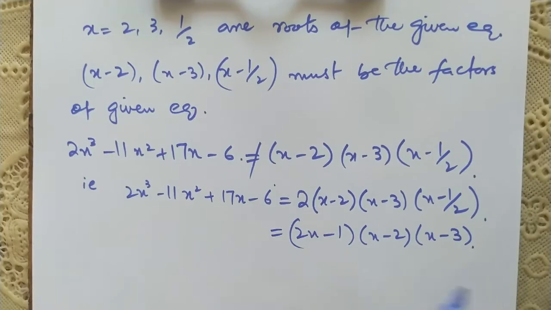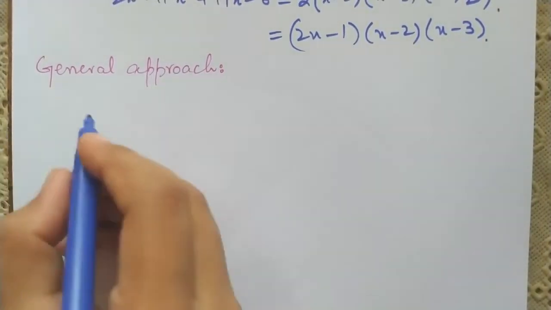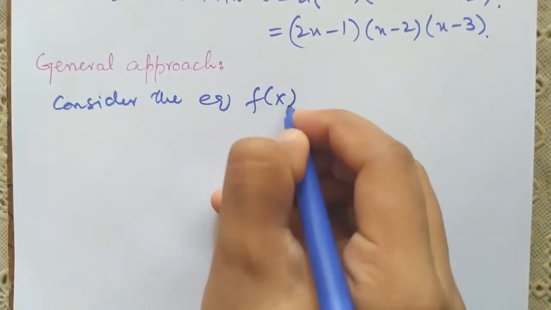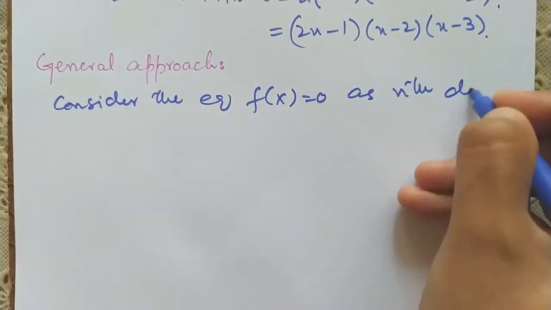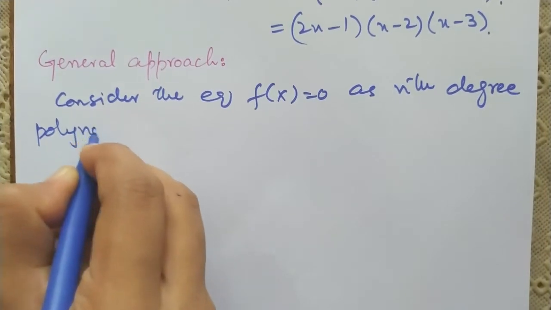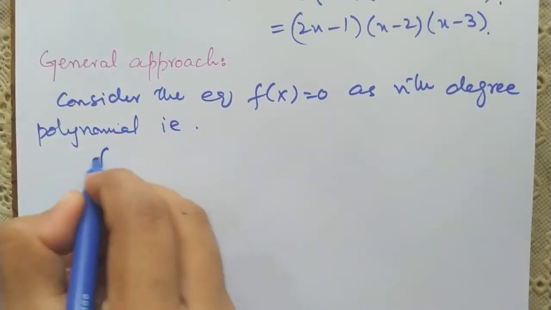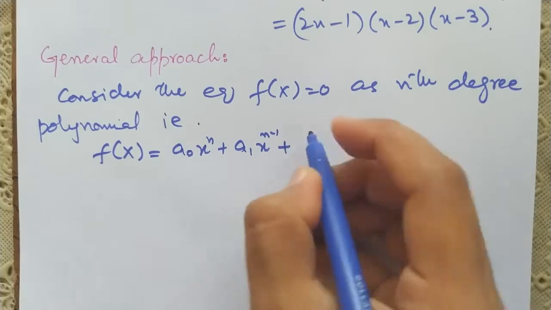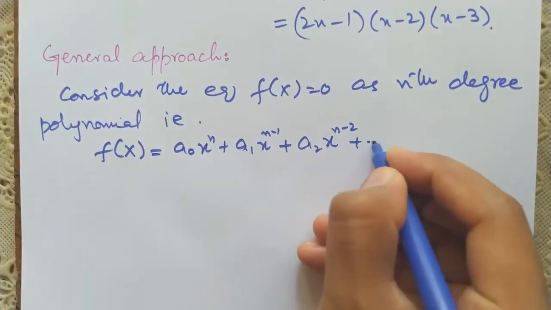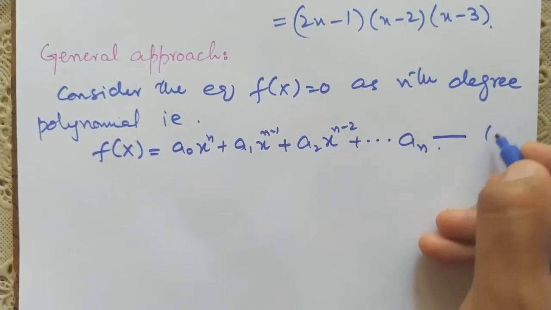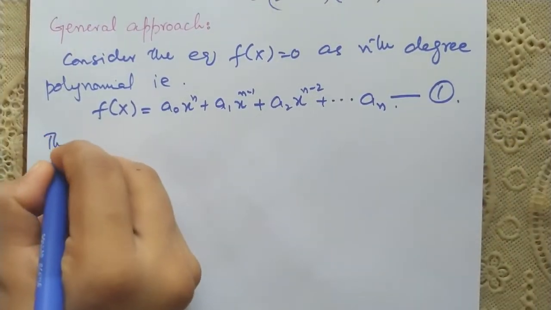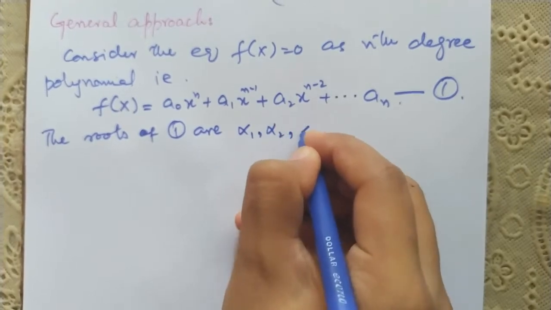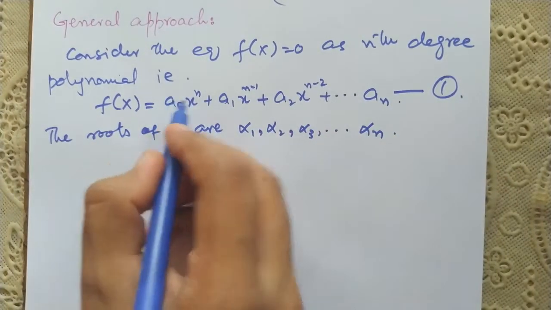Now come to the generalization of this example. So for the general approach, consider the equation f of x is equal to 0 as an nth degree polynomial. That is, you can write f of x is equal to a naught x power n plus a1 x power n minus 1 plus a2 x power n minus 2 up to an, and it is your equation 1. Now let's suppose the roots of equation 1 are alpha 1, alpha 2, alpha 3 up to alpha n, because it is the nth degree polynomial.